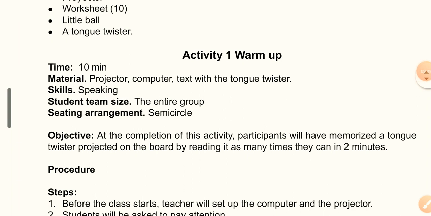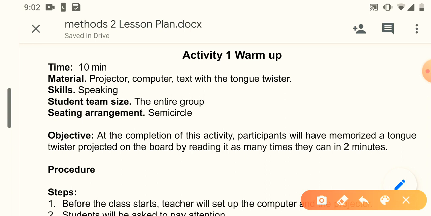So the first activity, which is the warm-up, is going to last 10 minutes. We're going to need a projector, a computer, and the text with a tongue twister. We're going to work on speaking skills, and the entire group is going to participate in this activity. The objective is that at the completion of this activity, participants will have memorized a tongue twister projected on the board by reading it as many times as possible in 2 minutes.